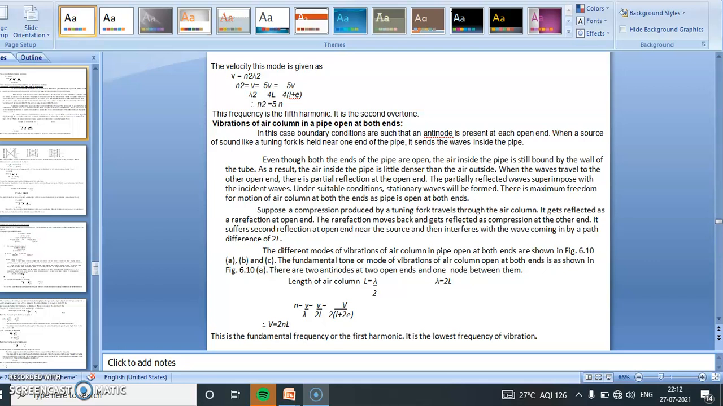When a source of sound, like a tuning fork, is held near one end of the pipe, it sends the waves inside the pipe. Okay?